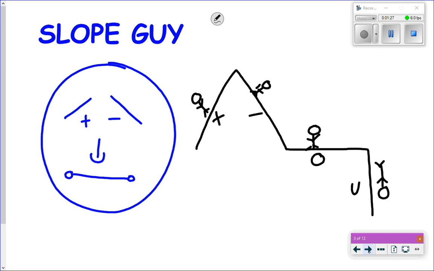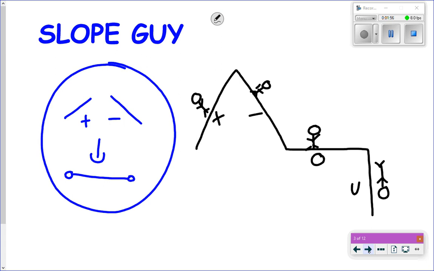Okay, these are a couple different ways for you to remember positive slope, negative slope, undefined, and 0. For slope guy, his first eyebrow here on the left is going uphill, which means positive slope. Moving over, going downhill is negative slope. His nose is undefined, and that is a vertical line. And slope is 0 when it's horizontal, like his mouth.